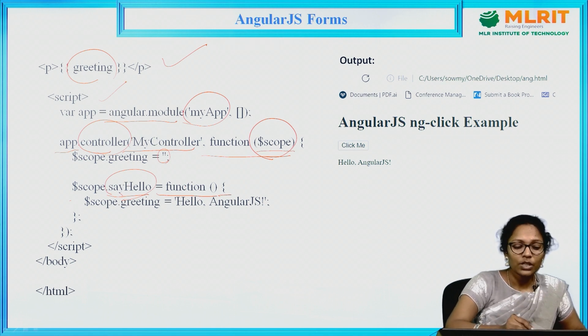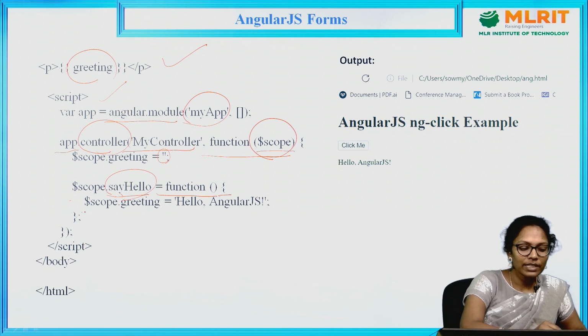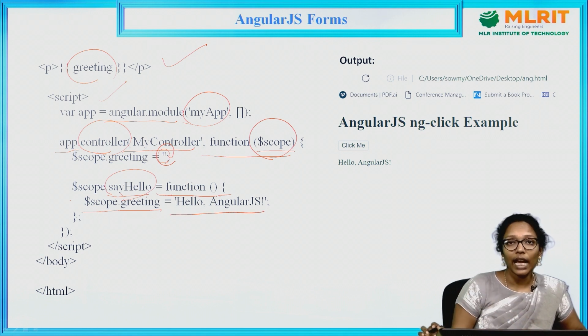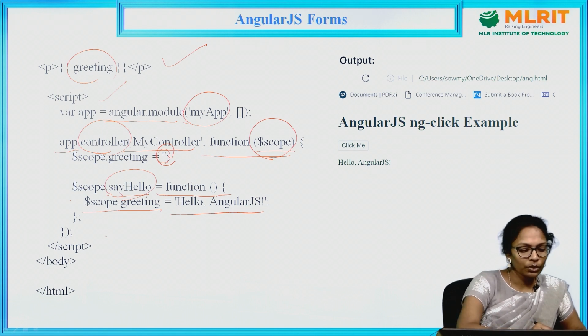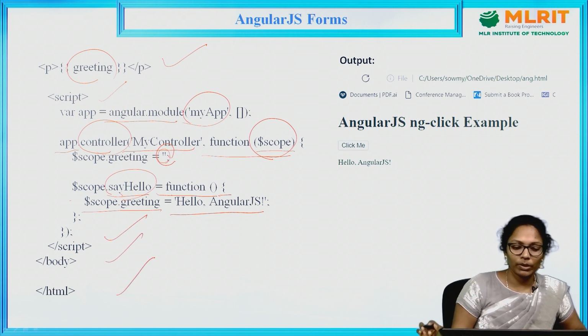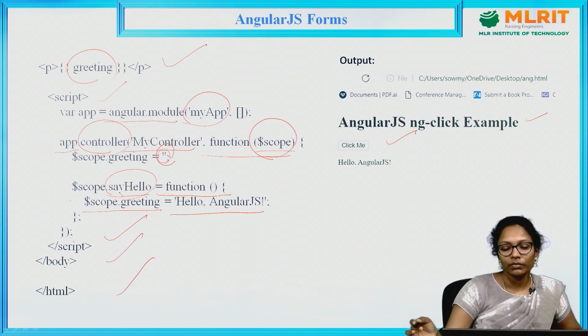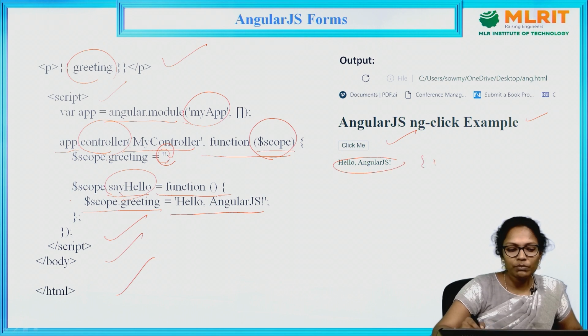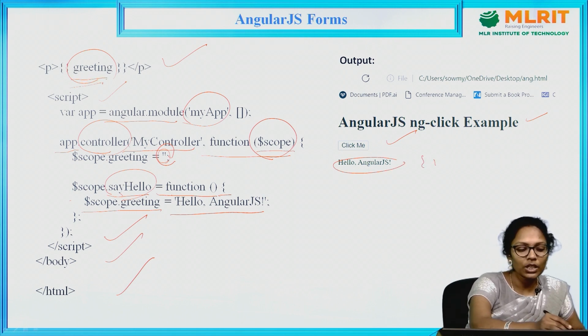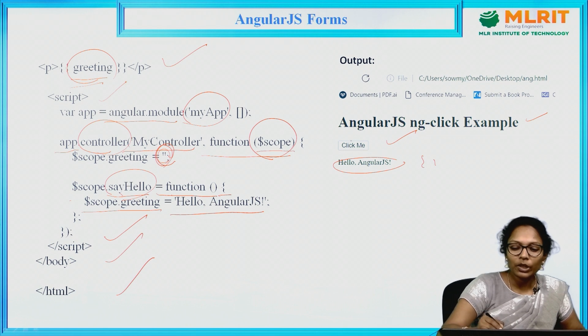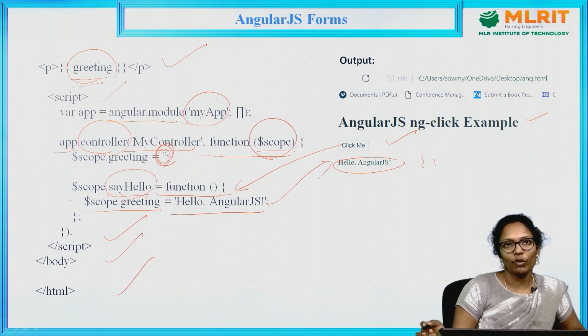So in this function, what am I doing? I'm changing this greeting value. Initially the greeting value is empty, but whenever you click on this button, this function will be called, and in this function you are modifying this greeting value as "Hello AngularJS". So that's all, you're closing script, body and HTML. Initially only the button and this heading will be displayed. Initially the greeting is empty. We are displaying the greeting initially also, but it is empty. But whenever you click on this button, this function will be called and this function will modify this value.